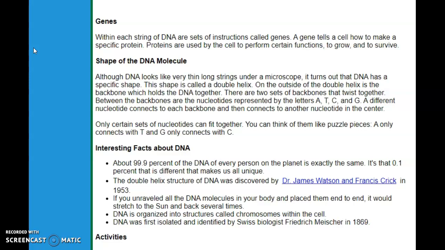On the outside of the double helix is the backbone that holds the DNA together. There are 2 sets of backbones that twist together. Between the backbones are the nucleotides represented by the letters A, T, C, and G. A different nucleotide connects to each backbone and then connects to another nucleotide in the center.